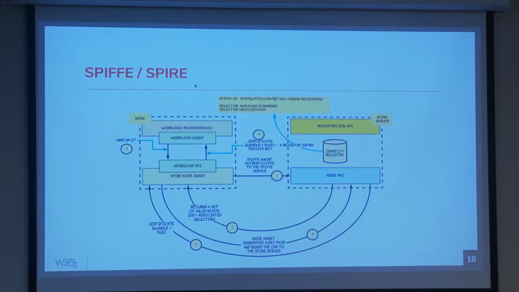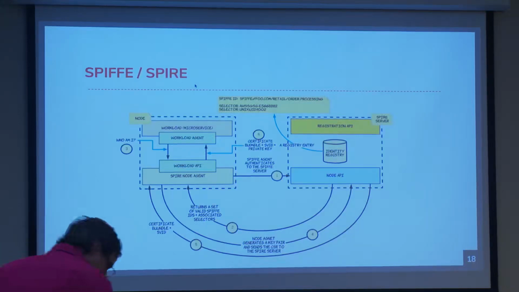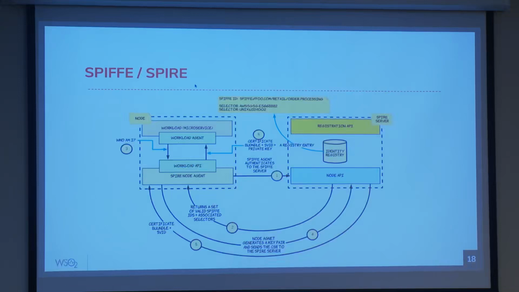When the agent talks to the Spire server, how does the Spire server authenticate the Spire node agent? It is done with some platform-specific mechanisms. If it is AWS, you pass the AWS metadata document. The AWS metadata document has all the metadata related to your EC2 instance.